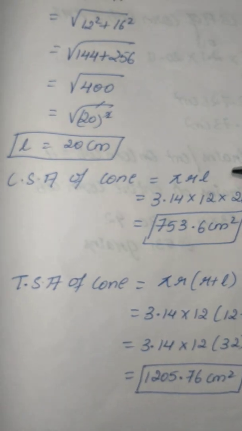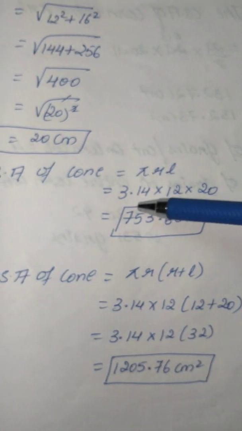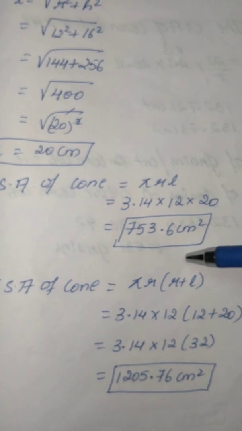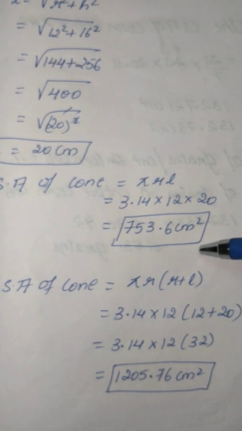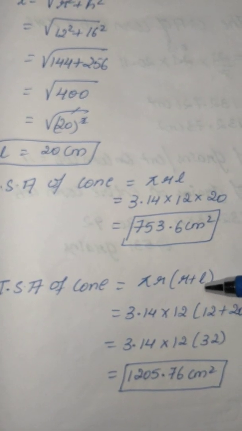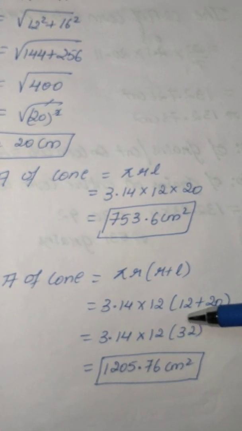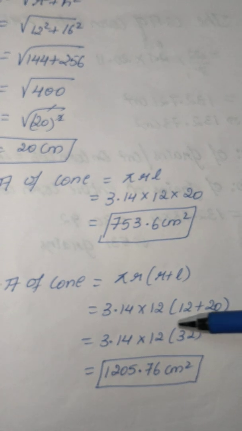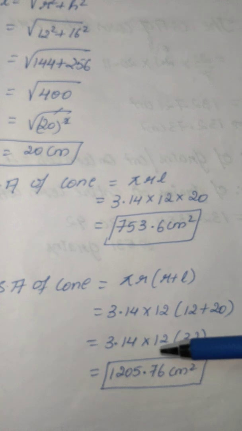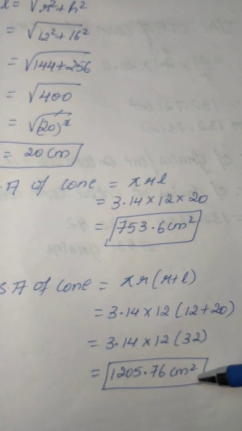Then CSA of the cone formula I know as pi rl. Pi value I will substitute as 3.14 into 12 into 20. So the answer is 753.6 centimeters square. TSA of the cone is equal to pi r into r plus l. Pi value is 3.14 into 12 into 12 plus 20. First we need to do the addition part. I'll get 32. Then multiply all the three values. We will get 1205.76 centimeters square.